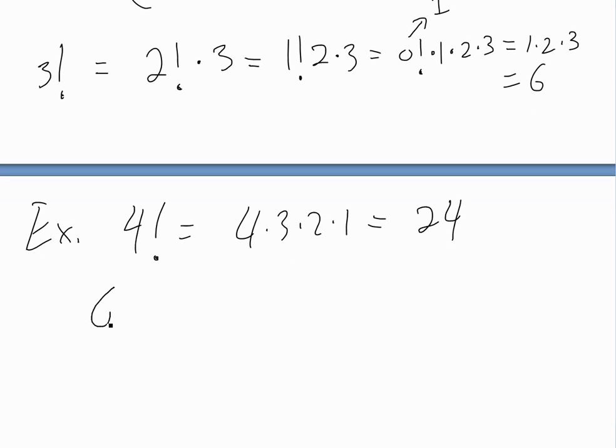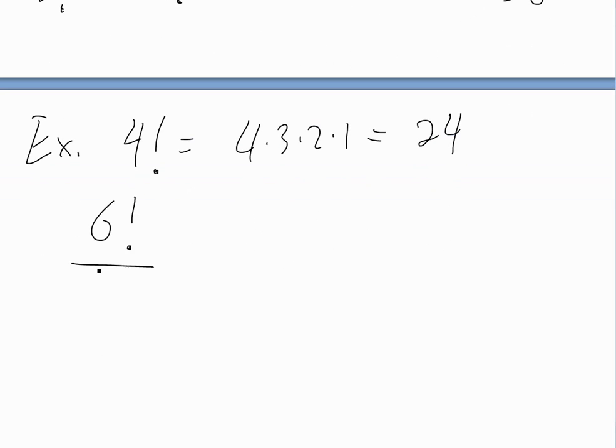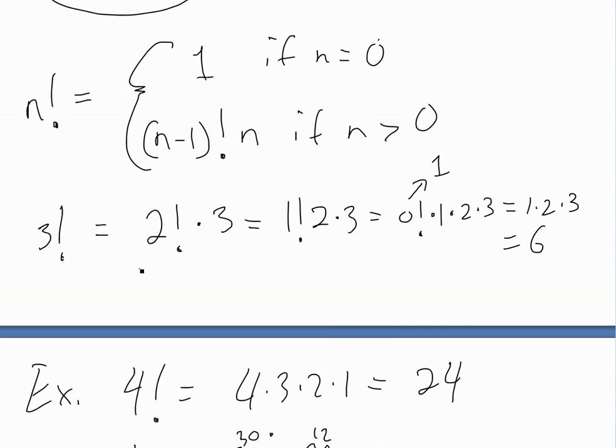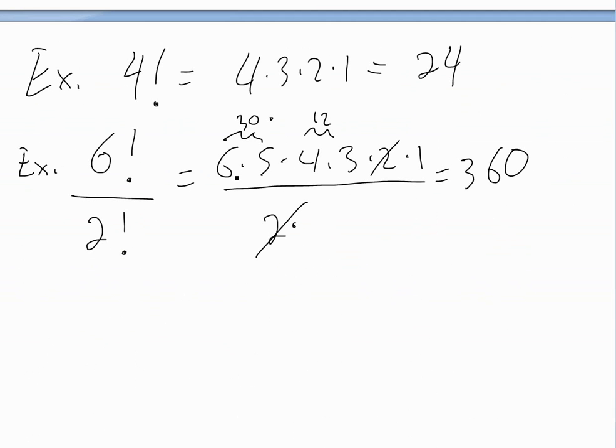Now if you had something like 6 factorial divided by 2 factorial, this is another example. This just equals 6 times 5 times 4 times 3 times 2 times 1 over 2 times 1. You cancel the 2, and you're left with 6 times 5, which is 30, times 12. And this equals 360. So you could also do this really quickly.